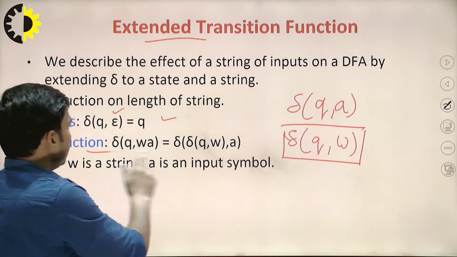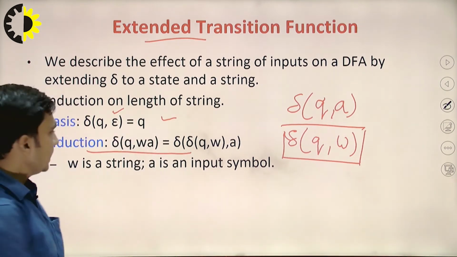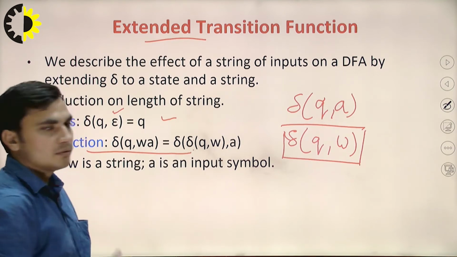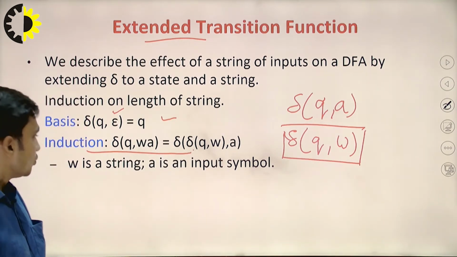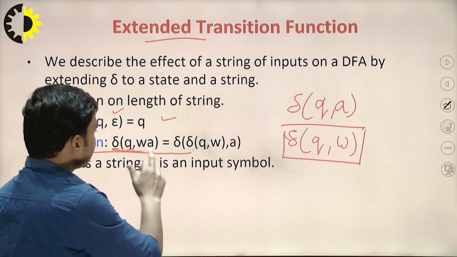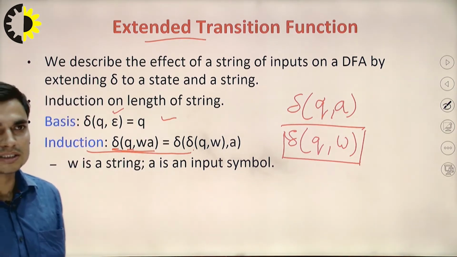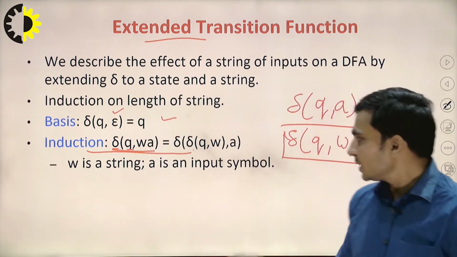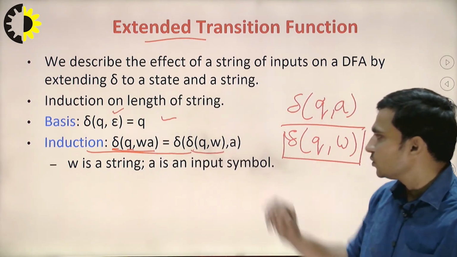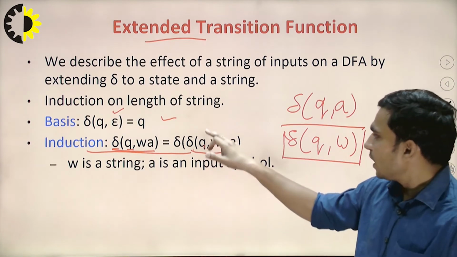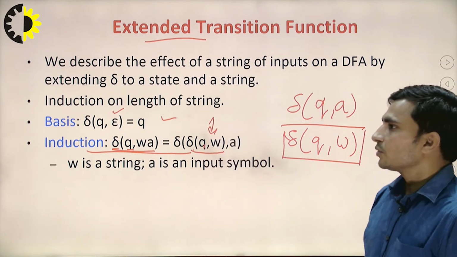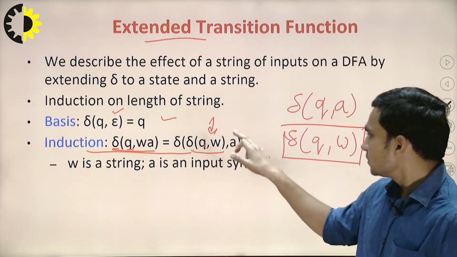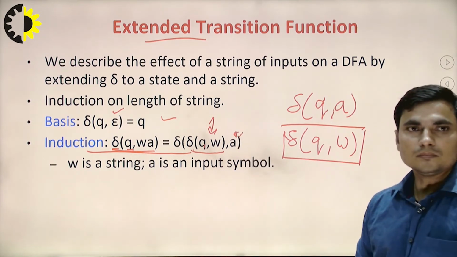Now another thing, that delta of Q, W A is equal to delta of delta of Q W, A. So we are going to find out what will be the state when we process W A from Q. That state will be defined by first processing W from Q, and after getting the state for this, we are going to process that state on this input A, okay.